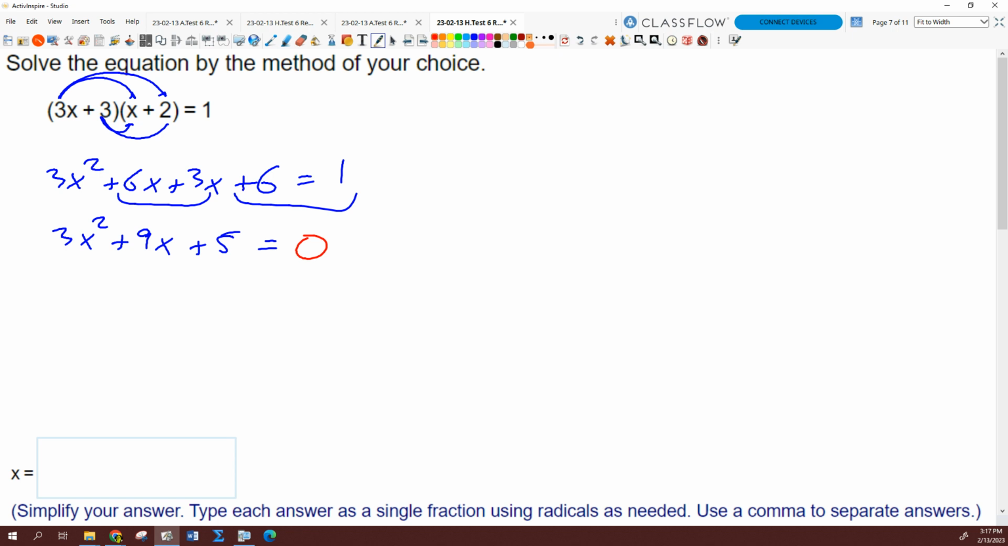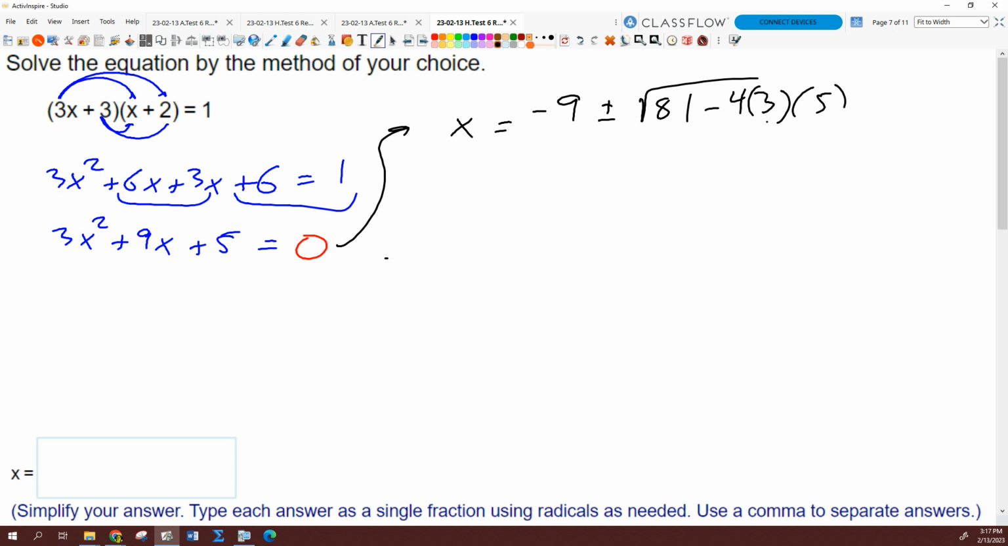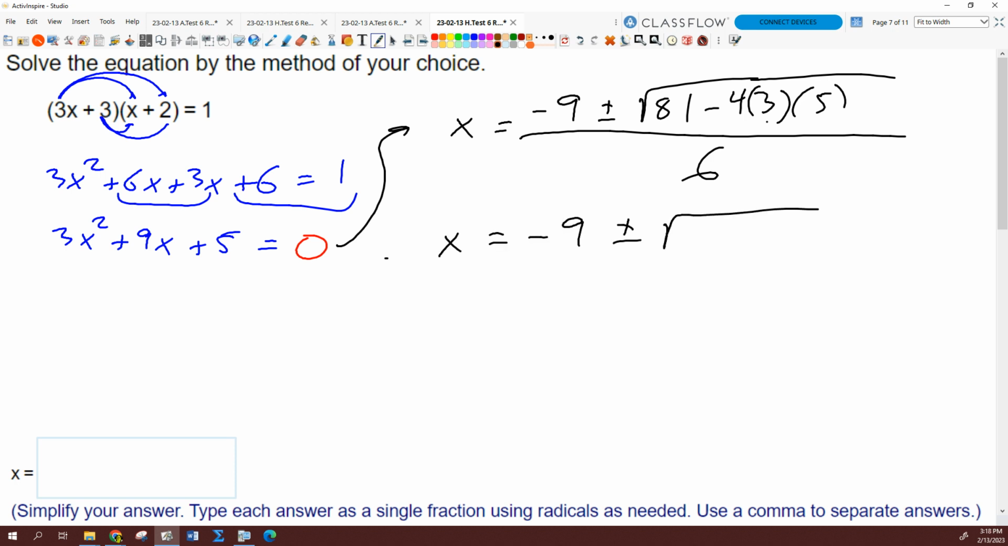So then that's going to give us x equals what? You tell me what numbers to write. Negative 9, so negative b plus or minus the square root of 81 minus 4 times 3 times 5, which is 15, all divided by 6. So x equals negative 9 plus or minus the square root of 81 minus 60, 21.